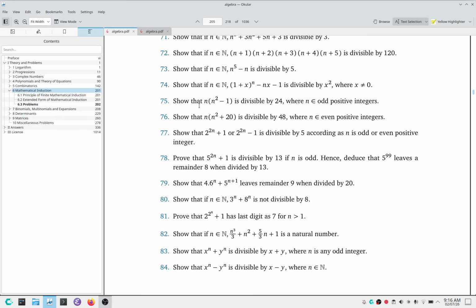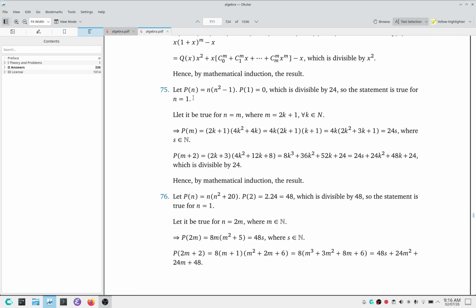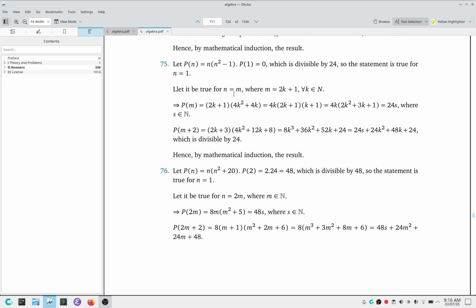Question 75 says: show that n times (n square minus 1) is divisible by 24, where n is in the set of odd positive integers. We let P(n) be equal to n times (n square minus 1). P(1) is equal to 0, which is divisible by 24, so the statement is true for n is equal to 1. Now we let it be true for n is equal to m, where m is equal to 2k plus 1 for all k in natural numbers.